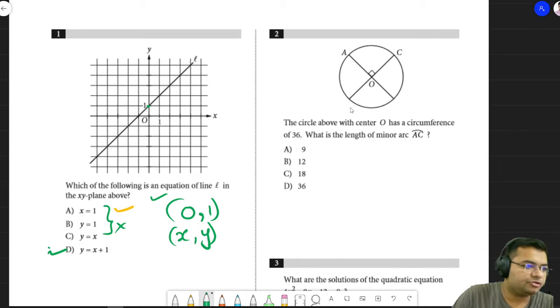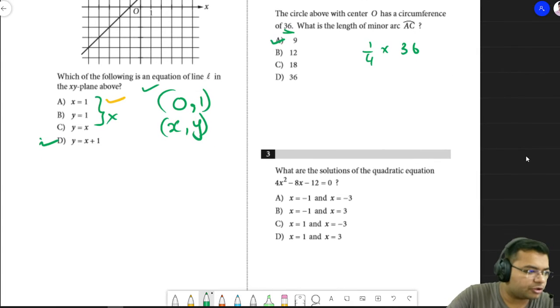If the circumference is 36, we can see that the two diameters of the circle divide the circle into four equal parts because they are at 90 degrees with each other. So the length of minor arc AC will be 1 by 4th of the circumference. That will be 1 by 4 times 36, or we divide 36 into four parts basically. It will be equal to option A, 9.